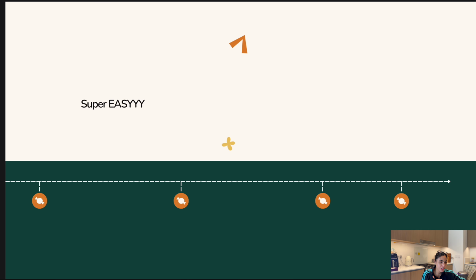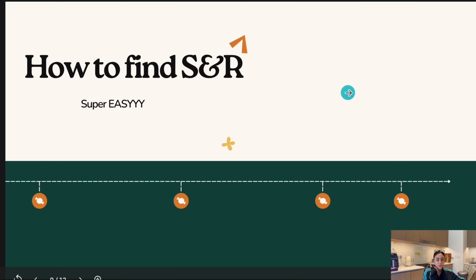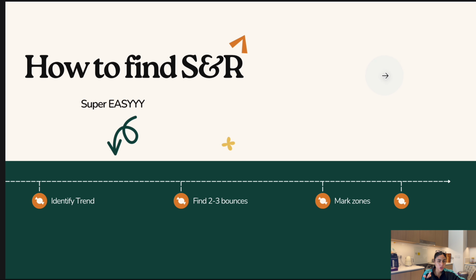So I've explained how to find support and resistance in part 1, but I just wanted to run you through it. I literally explained it as I went through the slides. So number 1, we identified the trend, we found 2 to 3 bounces, and then we marked our zones, and then we focused on the recent levels. These are the 4 tips that I can give you, or you can say 4 steps to find your support and resistance. So always remember this, especially if you draw lines.